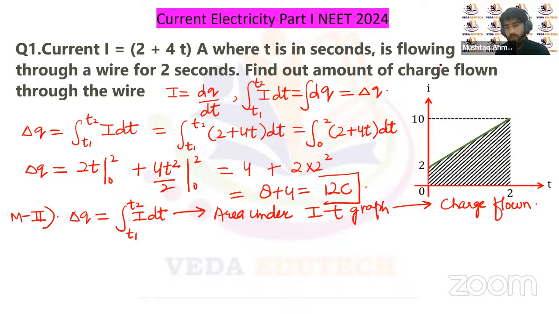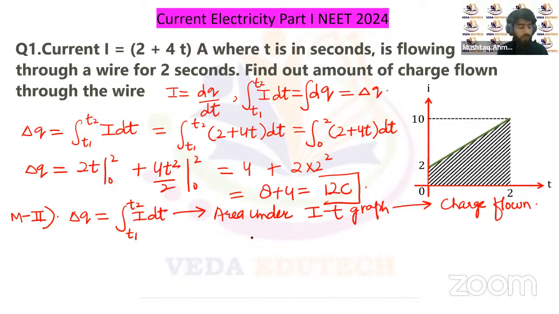Now you can see here the current-time graph is a straight line. Whatever area is enclosed by this current-time graph will give us the total charge. So there are two ways to solve this question. One way is to integrate the current with respect to time with the proper limits to calculate the total amount of charge. Another method is to use the graph to calculate the area under the graph so that we can calculate the total amount of charge flown.